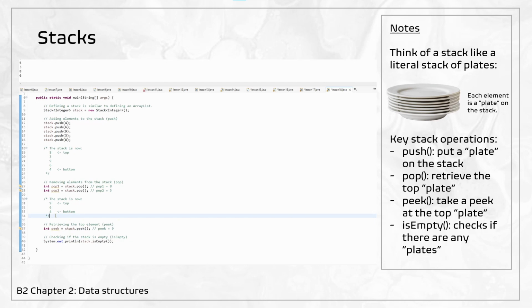There's also peek, which only retrieves the element at the top of the stack without removing it. So the variable peek here stores the value 9, but 9 isn't removed from the stack. It stays. And lastly, isEmpty, which checks if the stack is empty. Since we still have elements in the stack, this print statement will print false, as you can see right here.